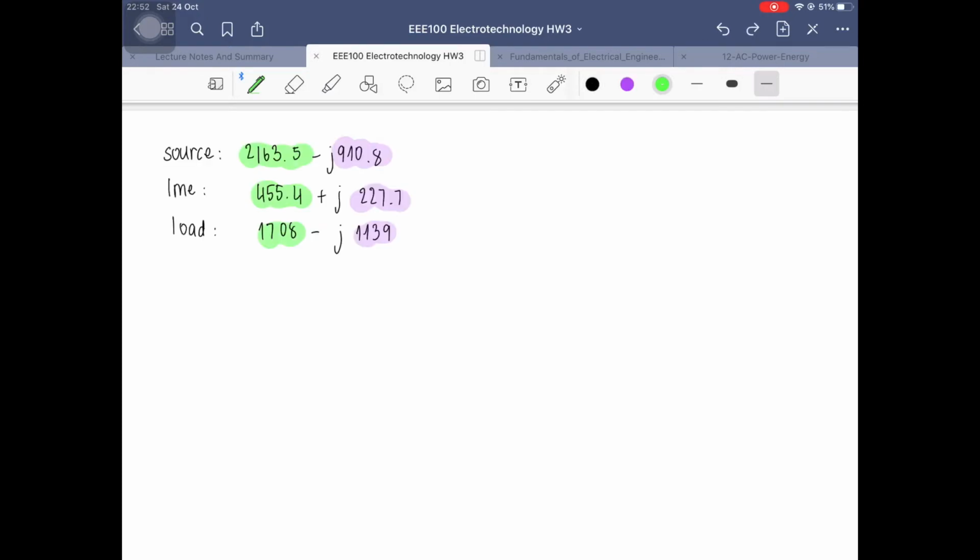So this is the example for one of the exercises. I don't even remember what it is. So yeah, it is the right answer from the solution. In this case, the total P is not supposed to be source plus line plus load. It is only source equals to line plus load.